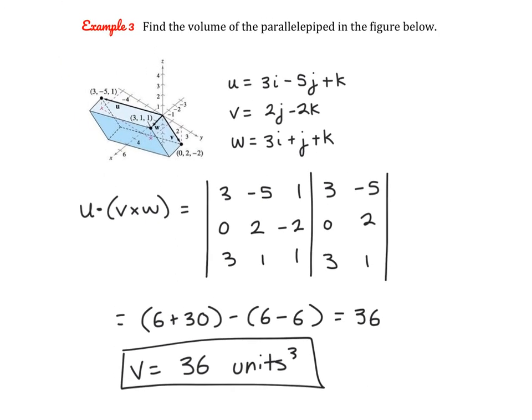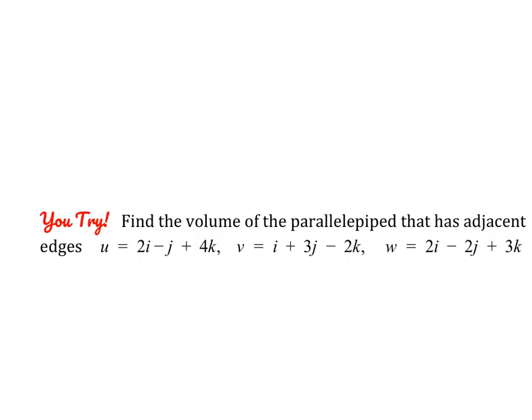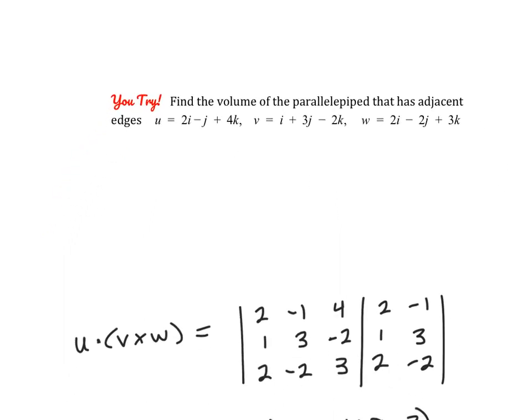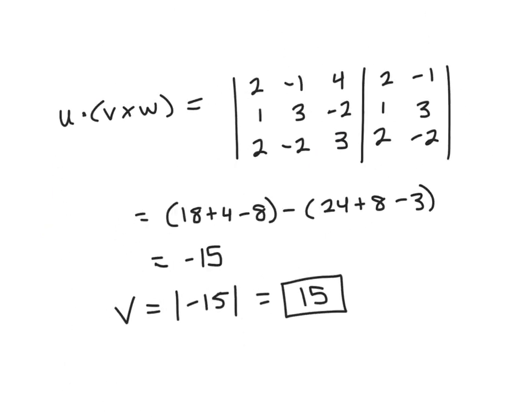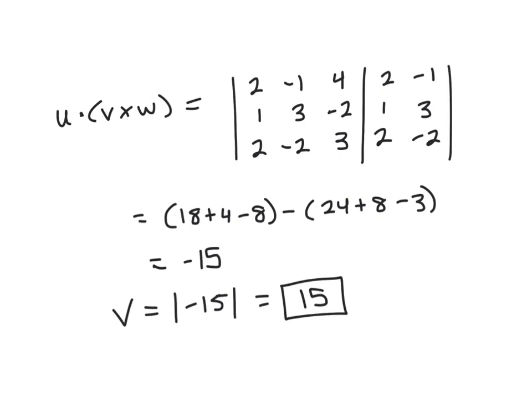So I think these definitely look a little bit intimidating and scary, but it's really, at the end of the day, just finding the determinant of yet another 3 by 3 matrix. All right, go ahead and pause the video and give this last one a try. Okay, so here you have the triple scalar product of vectors u, v, and w. It should yield a value of negative 15, so the volume is the absolute value of that, so 15 units cubed.